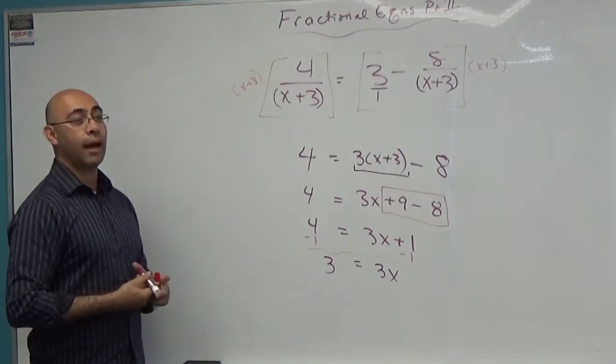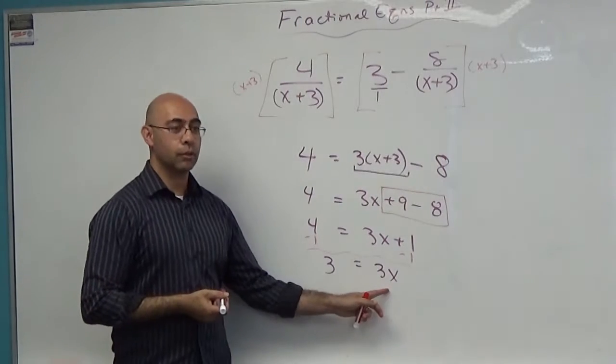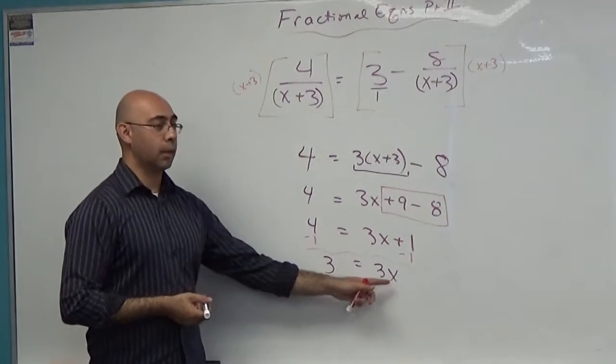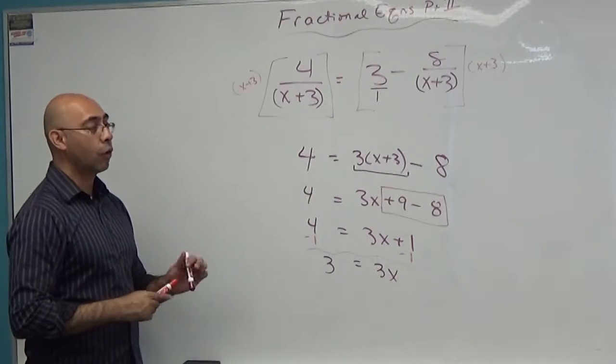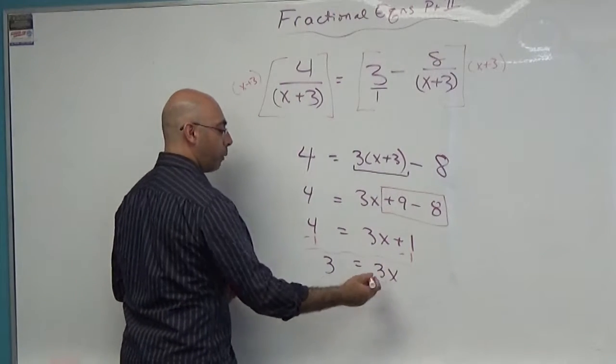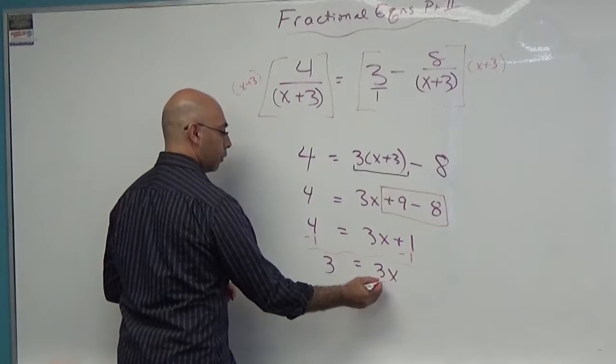Some of you might see it now. What is x going to equal? 1. It must, because 3 times something equals 3, right? But I'm just going to go through the work just to do it. How do I get rid of that multiplying by 3? You divide by 3.